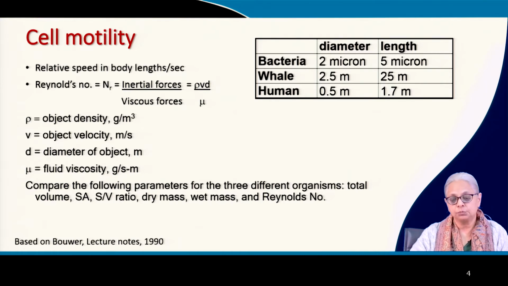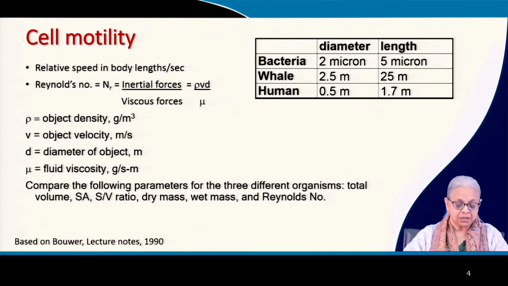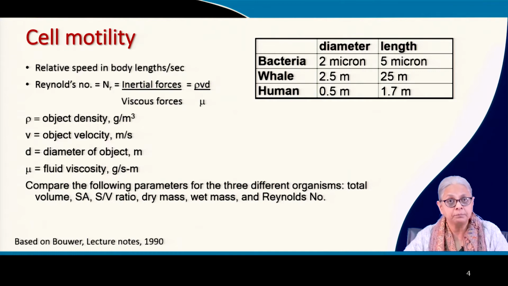So we can assume that the bacteria have a diameter of, let's say, 2 microns and a length of 5 microns. We have whales, which are the other end of the size spectrum. So if you think about the largest animal on the planet, especially animals that live in aquatic systems, the largest animal is the blue whale, and it has a diameter of about 2.5 meters and a length of about 25 meters. How do human beings compare with these two organisms? First of all, we don't live in water. We can only swim. We do have the ability to swim, but we cannot survive in water. So that's one major difference.